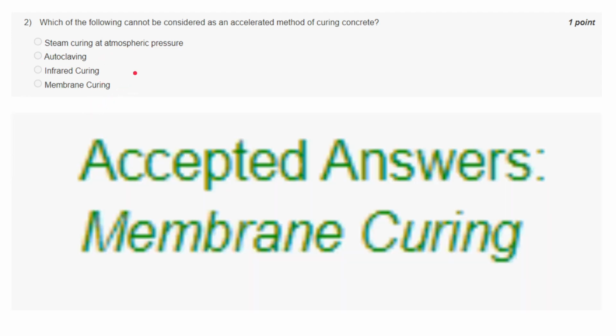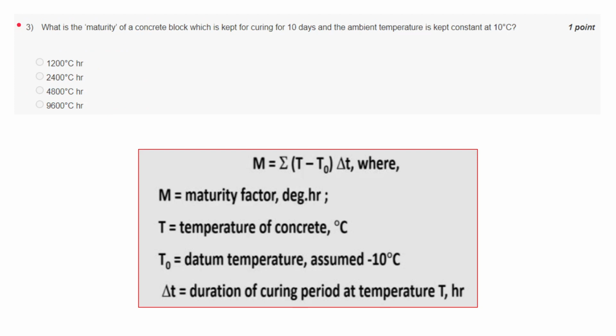Okay, so that is the membrane curing. Third is, what is the maturity of a concrete block which is kept for curing for 10 days and the ambient temperature is kept constant at 10 degrees centigrade. So we need to find out the maturity for 10 days and 10 degrees centigrade.